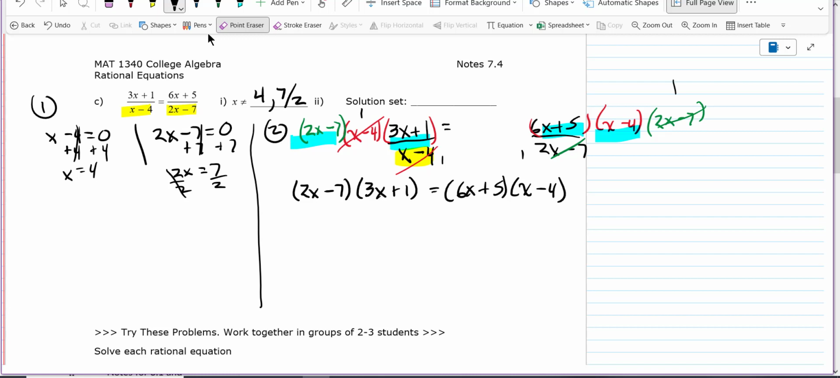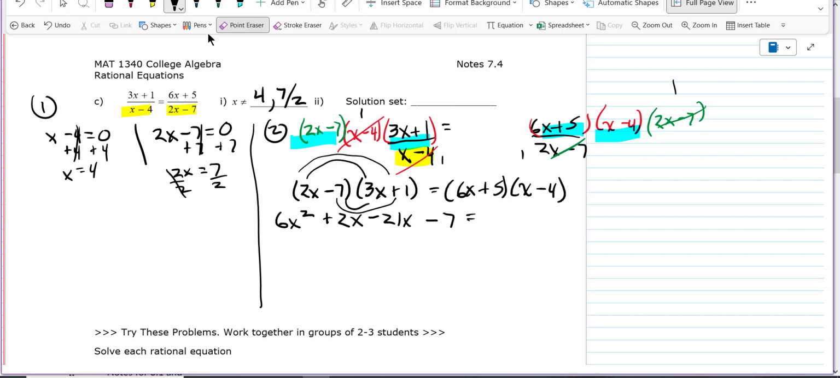Okay, in order to do this, we got to FOIL. So you want to go ahead and start foiling. First term, 2x times 3x, 6x squared. Outside term, 2x times positive 1 is positive 2x. Inside term, negative 7 times 3x is negative 21x. Negative 7 times 1 is negative 7.